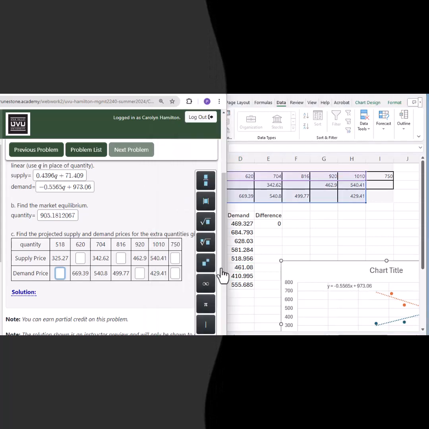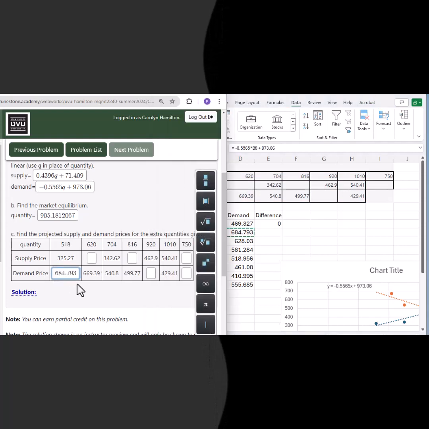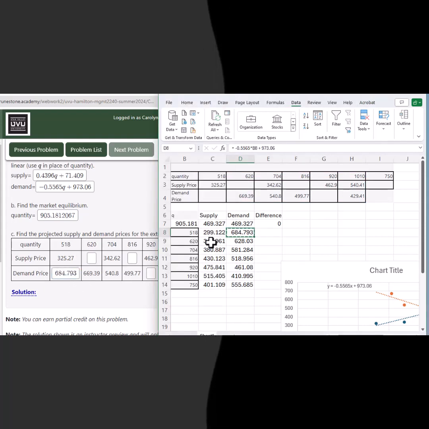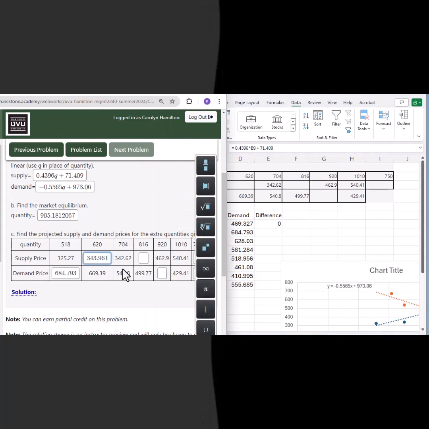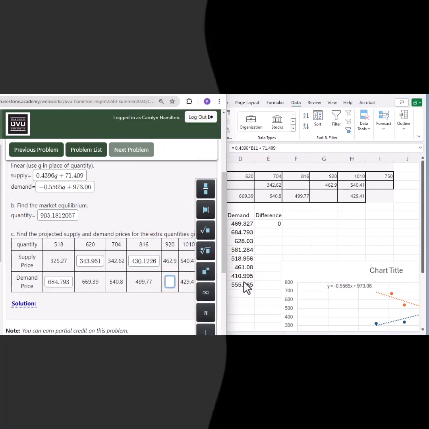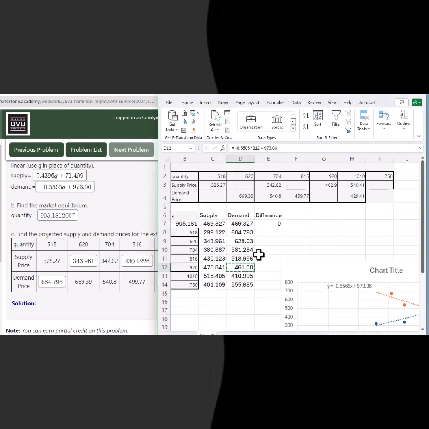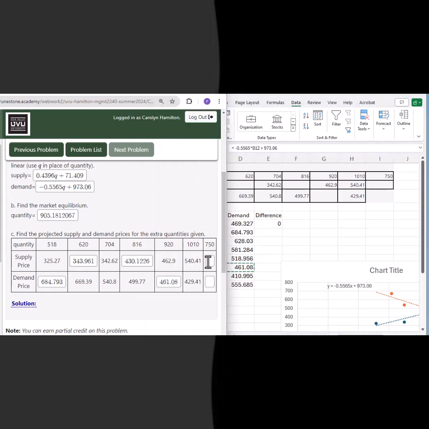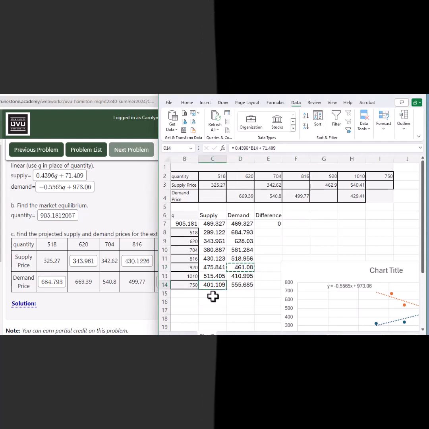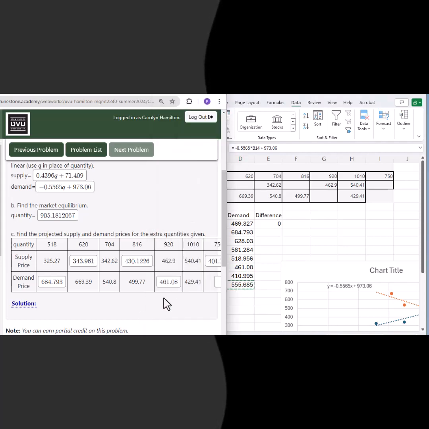to the left. So at 518, I need the demand, 518 demand price, 620 supply price, 816 supply price, the demand price when the units are 920, that's here. And finally, supply and demand at 750. So supply 401, demand 555.